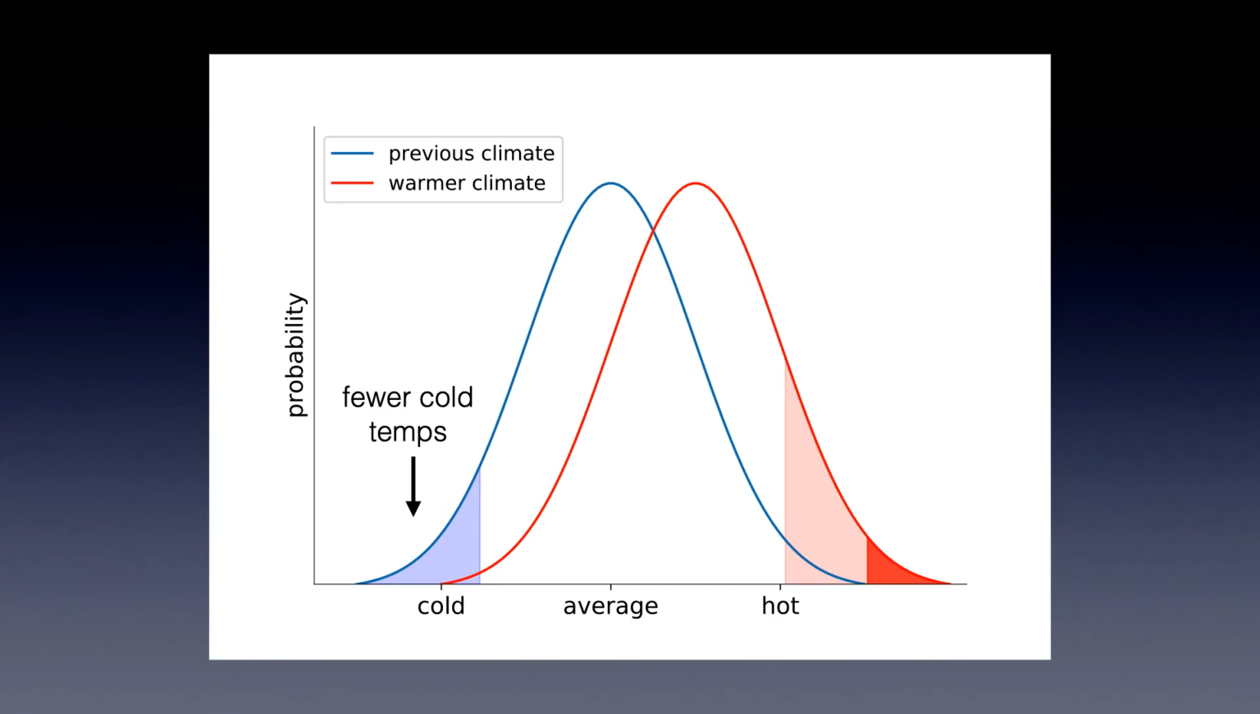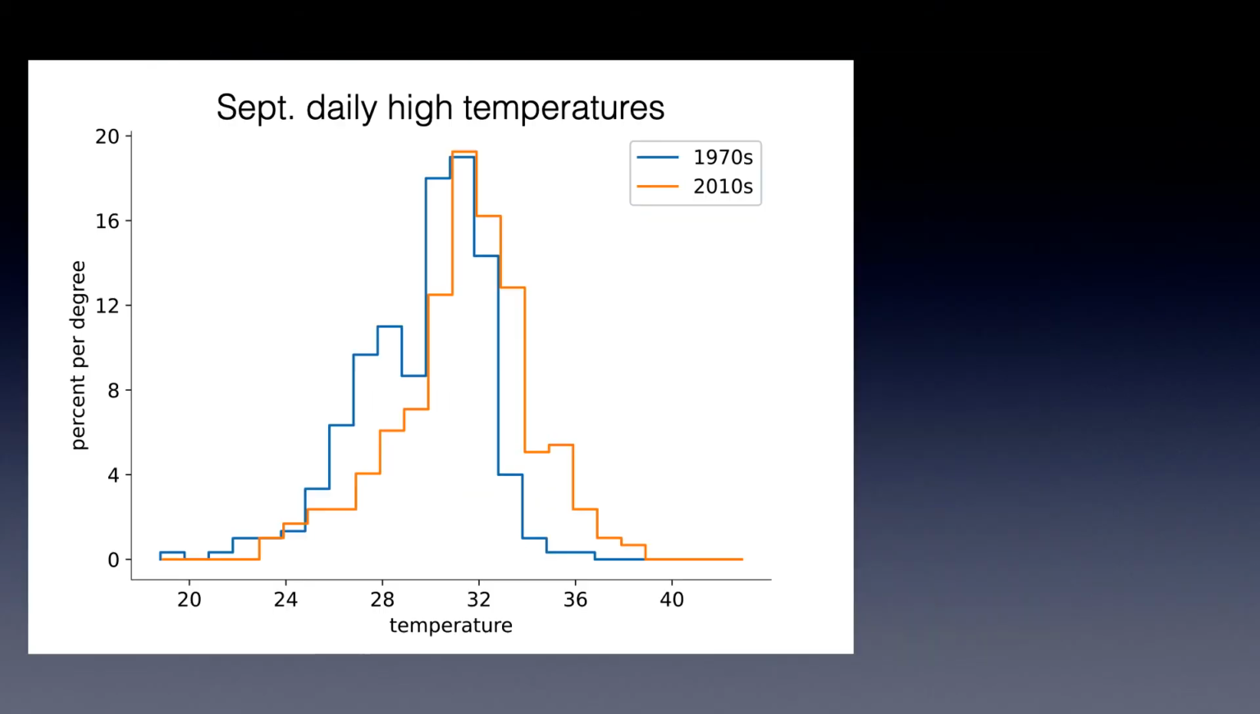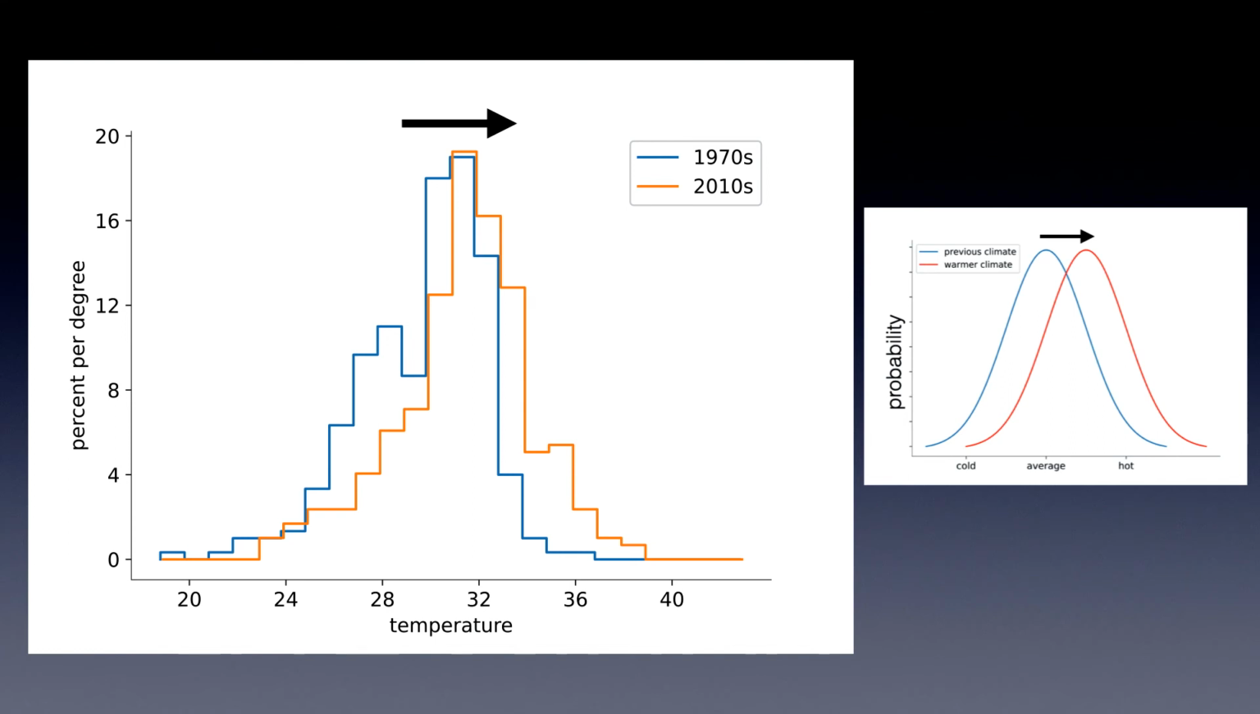Let's now look at some data. Here are probability distributions for September daily high temperatures during the 1970s in blue and the 2010s in orange. As before, temperatures were obtained near Houston, and the 1970s distribution was the same one I showed you earlier. As you can see, the distribution has shifted exactly as I described a minute ago. This is climate change.